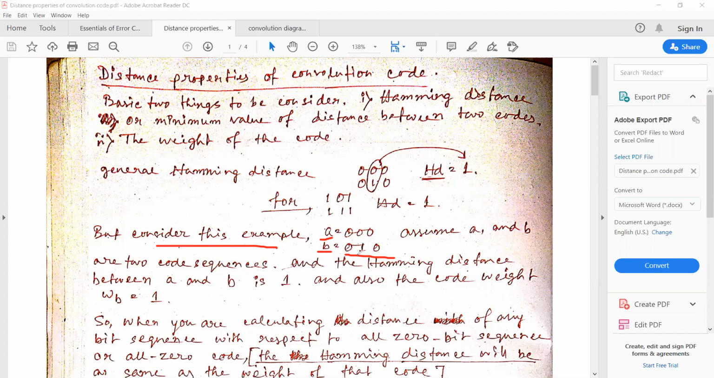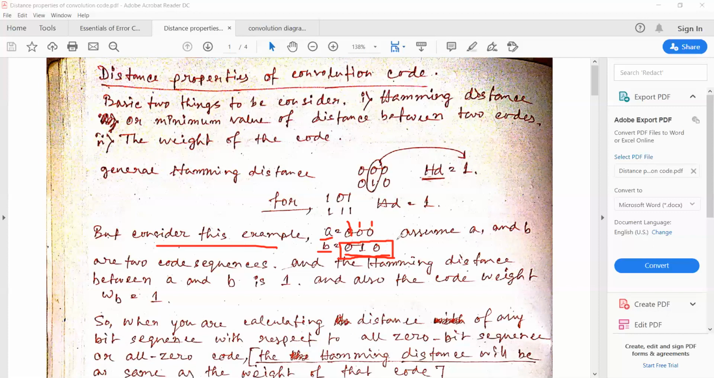For this example, the Hamming distance is 1, because the first position is the same, the third position is also the same, but there is a dissimilarity in the second place. So the Hamming distance is 1. And if you see the weight of the second code sequence, it is also 1.